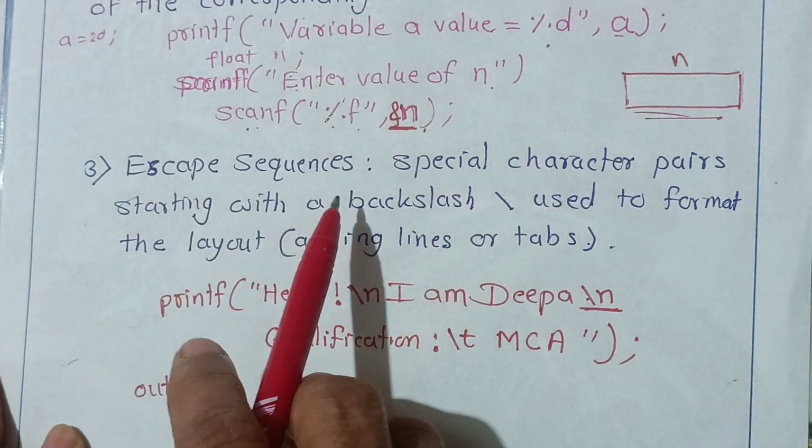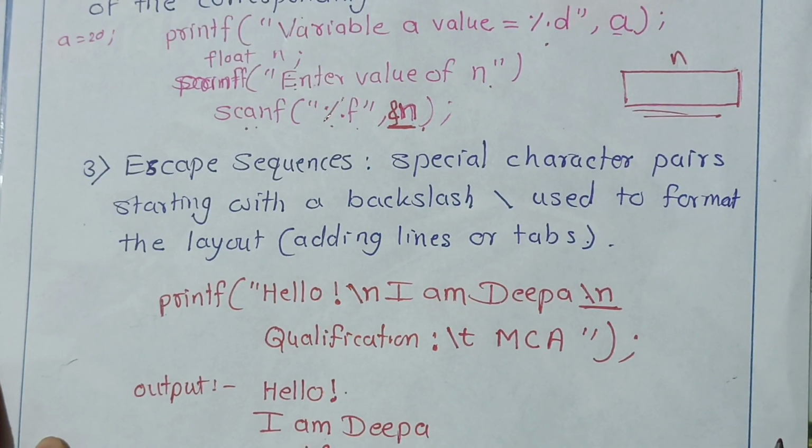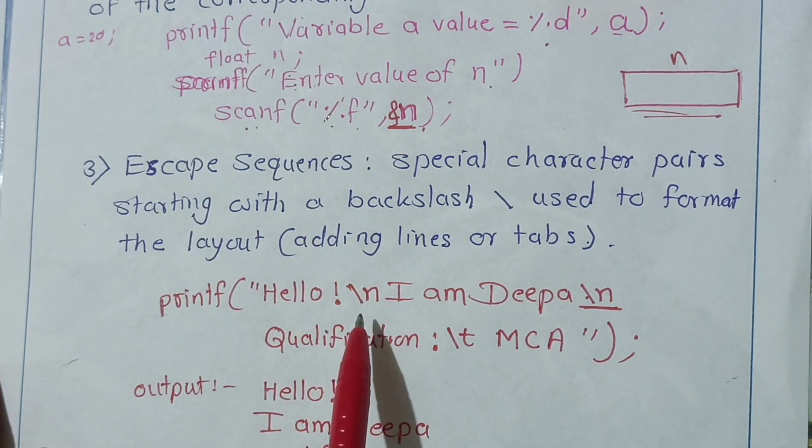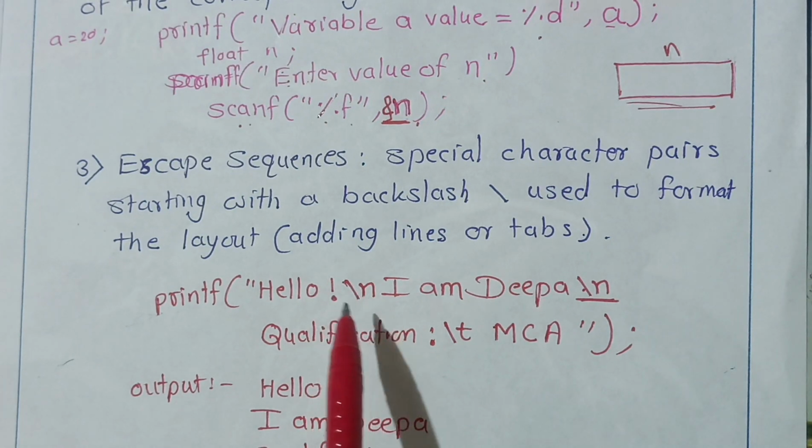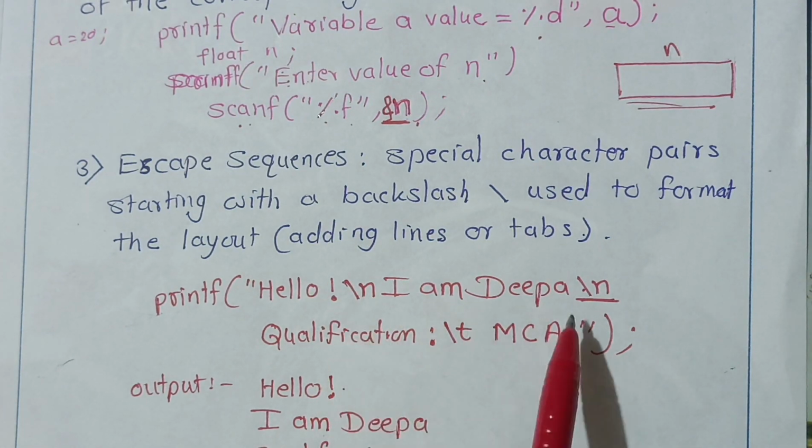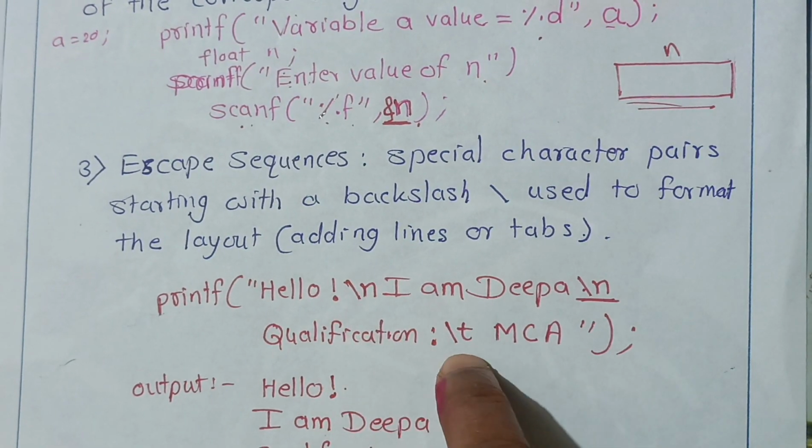Next, escape sequences: if you want to format or lay out the output, you have to use escape sequences. Some escape sequences are backslash n and backslash t. These are the main two: backslash n for new line and backslash t for tab space.